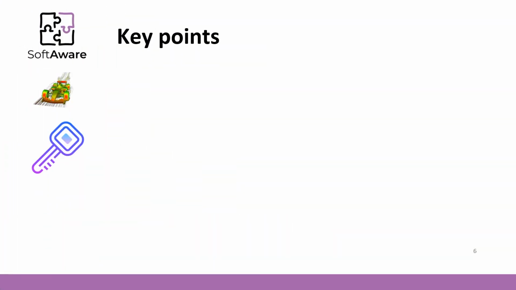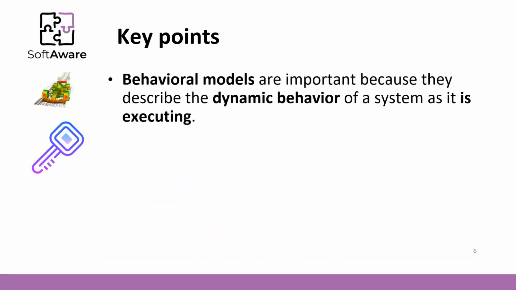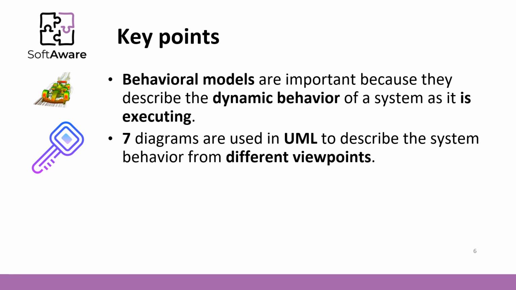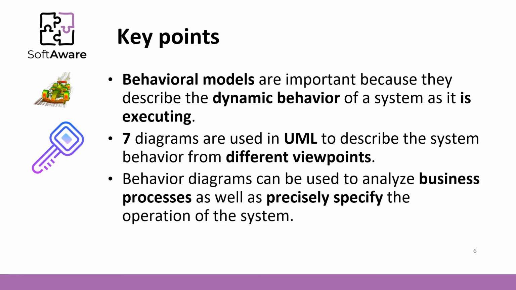Let's summarize this lecture. Behavior models are important because they describe the dynamic behavior of a system as it is executing. Seven diagrams are used in UML to describe the system behavior from different viewpoints. Behavioral diagrams can be used to analyze business processes as well as precisely specify the operation of the system.